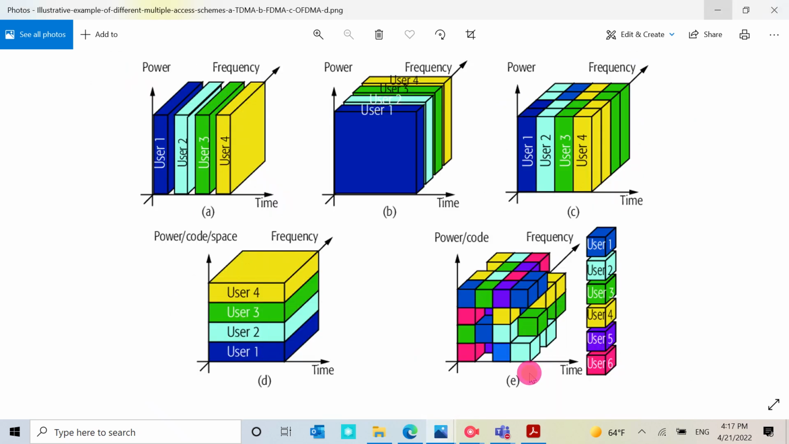So you can think also of new multiple access technologies. You can think of what if we split the time, split the frequency, split the code, split the power, and put all of them together. Then you will end up having a rectangle, a box like this, a cube like this.